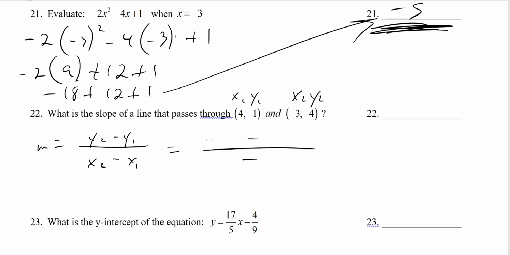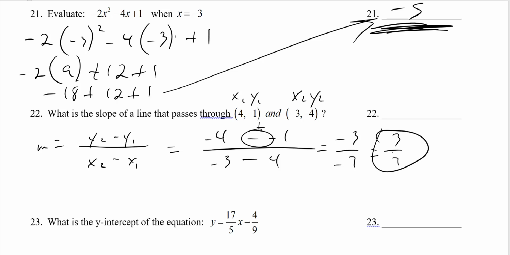So y2 is -4, y1 is -1. x2 is -3, x1 is 4, so that becomes positive. And again, I don't care if you put it in your calculator. It works. So the top gives you -3, and the bottom gives you -7. A negative over a negative is a positive. So -3/-7, or +3/7. Okay.